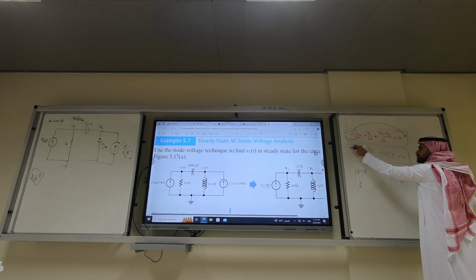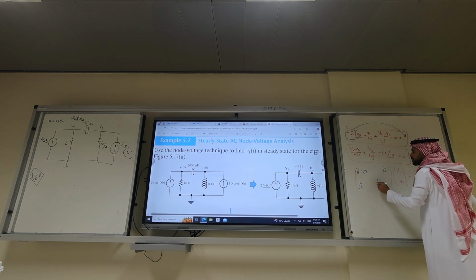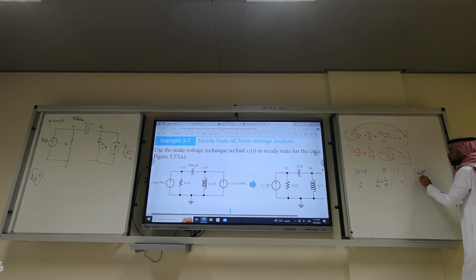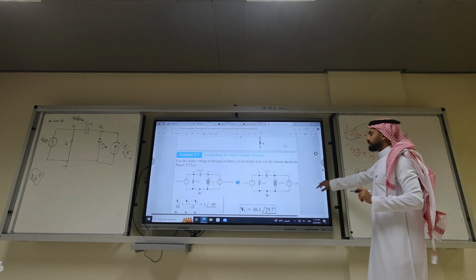Remember always to try to simplify things as much as possible. V2 has what? 1 over 10J plus 1 over minus J5. You can keep the negative at the bottom, right? Equals 1.5 angle. So that's a system.